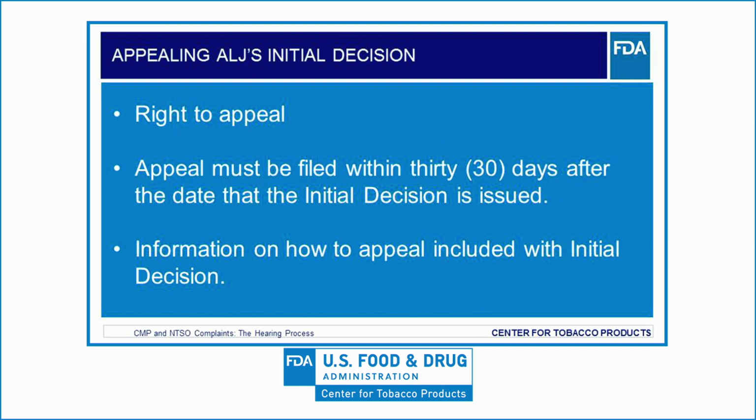If the retailer or FDA's Center for Tobacco Products is not satisfied with the ALJ's decision, either party can appeal the initial decision to the DAB. Appeals must be submitted within 30 days after the initial decision is issued. And how to appeal the decision is included with the initial decision that is mailed to the retailer and FDA Center for Tobacco Products. This concludes our discussion of the CMP and NTSO hearing process.